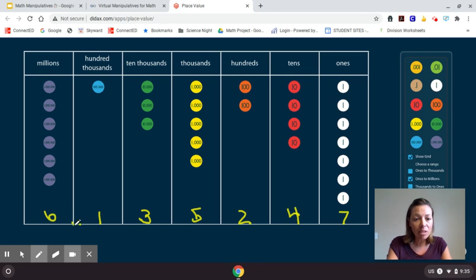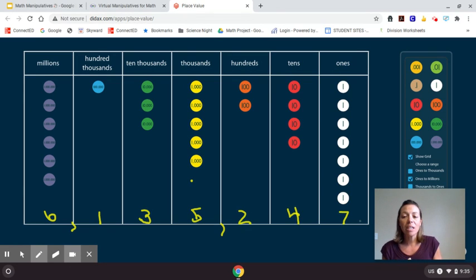So if I am simply reading this number, because this is the standard form of this number, we just wrote it out in digits. When we see a comma, we have to say a word. So in this instance, we are saying, starting from the millions, 6,135,247. So when you see a comma, that's when you're going to be saying a word. So we're going to remember that. Let's say it one more time: 6,135,247. And this is the standard form of that number.